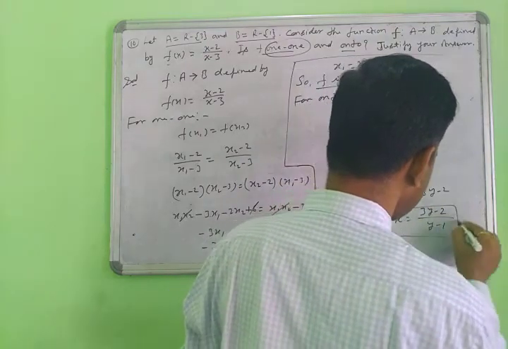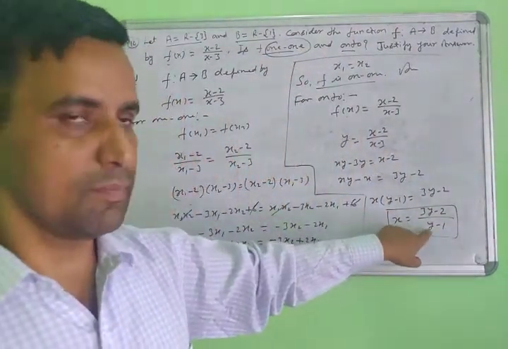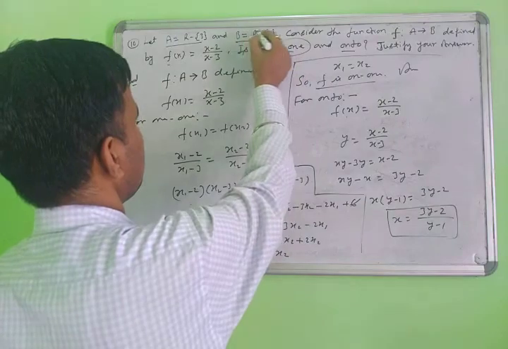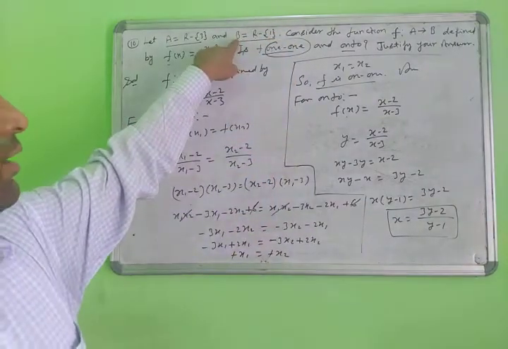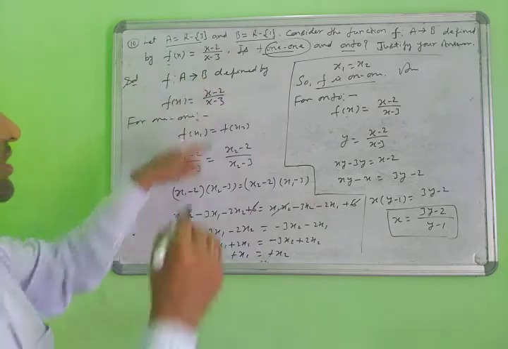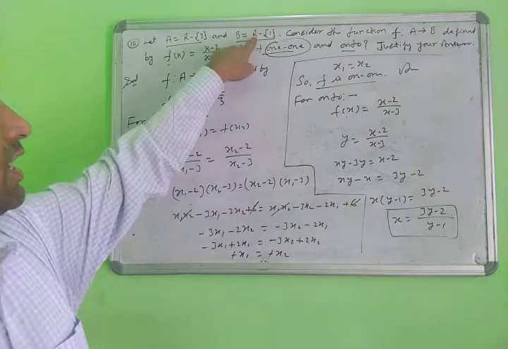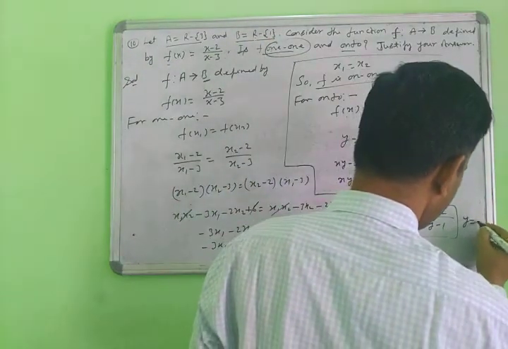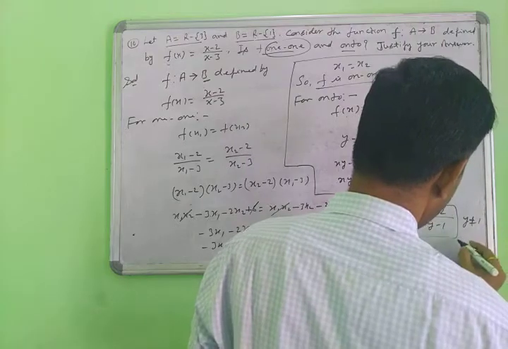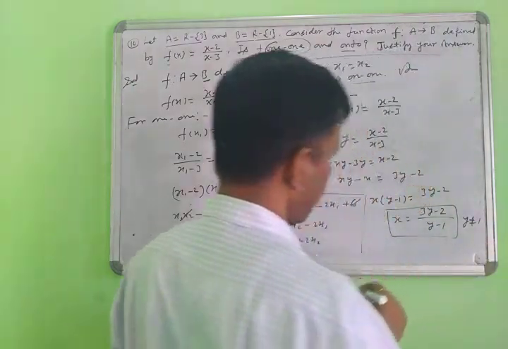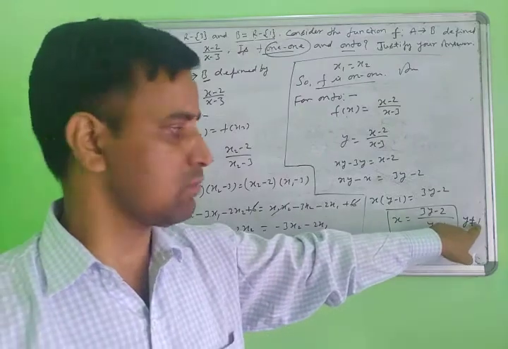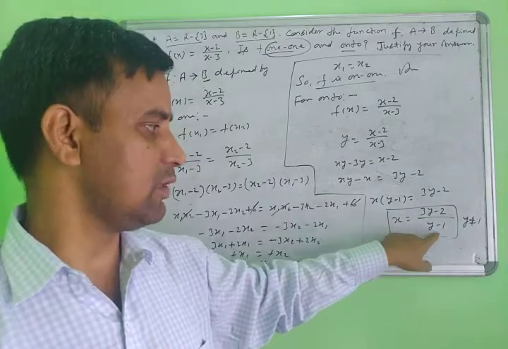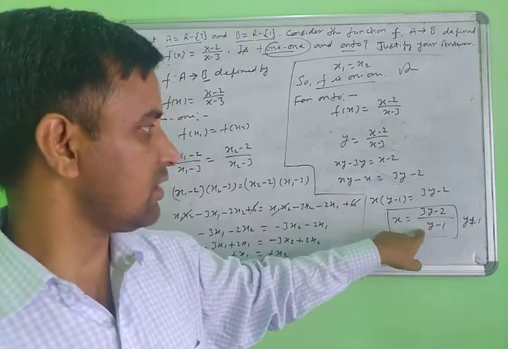This is the value of x. And here, given means the domain part, R minus 1. What is defined here as B? The codomain part. Codomain means all real numbers except 1, that means y does not equal 1. Suppose you put the value 1 here, it becomes an indefinite value, infinite value, which is not possible, so it is not a real number.